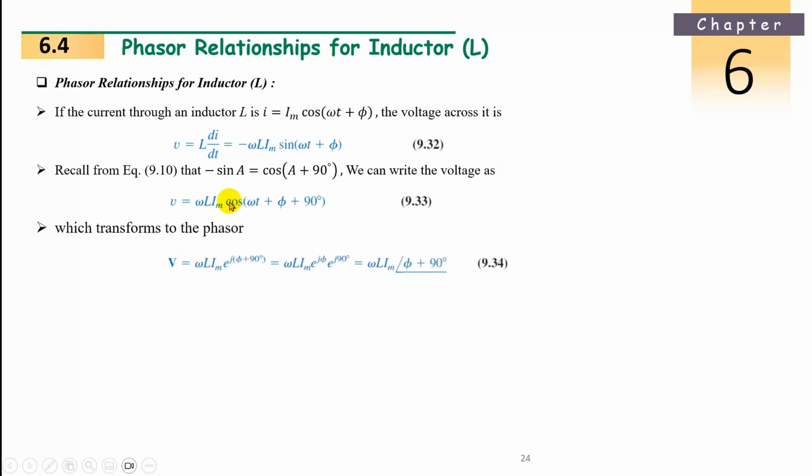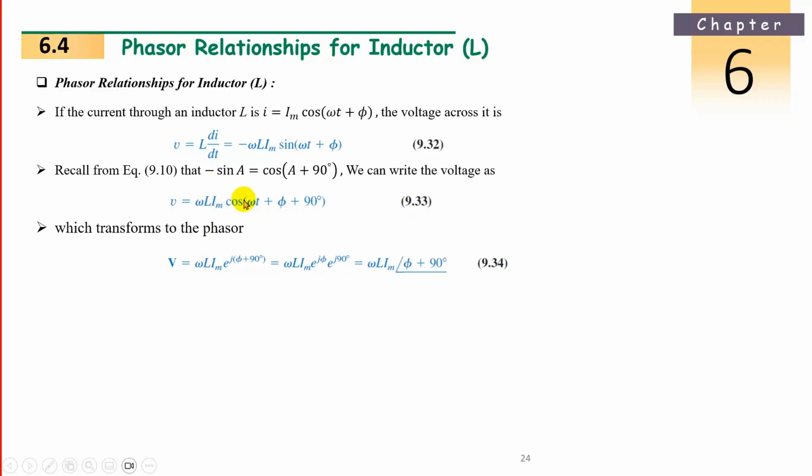I can rearrange this cos(ωt + φ + 90°) in exponential form, e^(j(φ+90°)). Because of this cos, I put e power of j, because cos is always the real part of this equation, right? That's why I put e power of j here. So now ωL Im is as it is in the previous case.